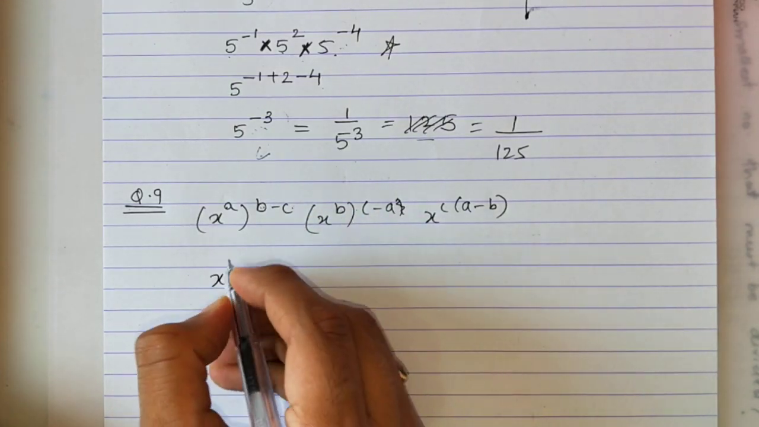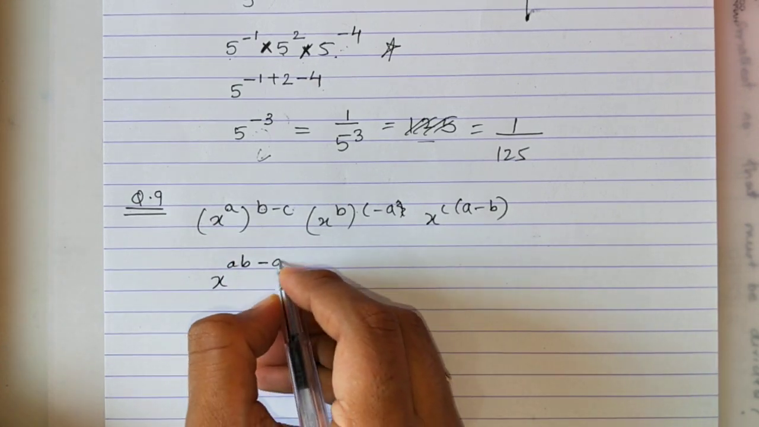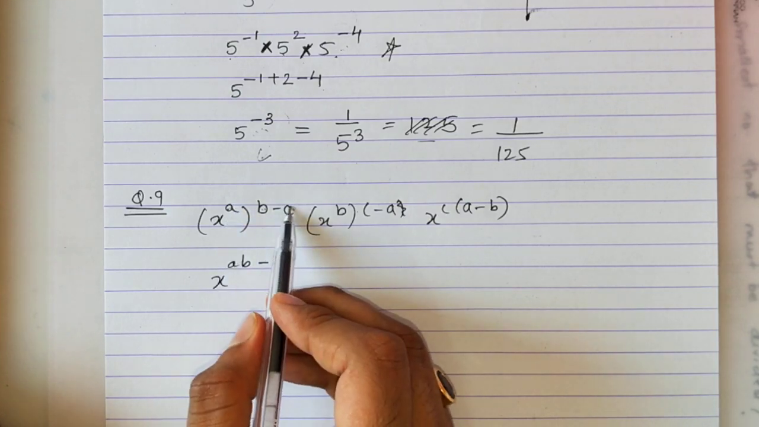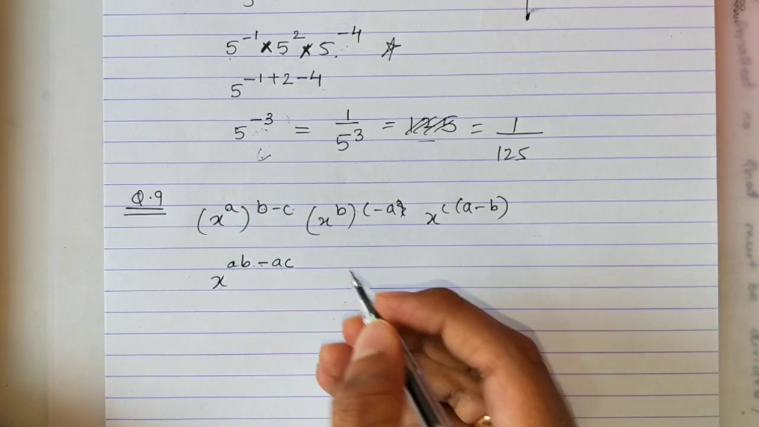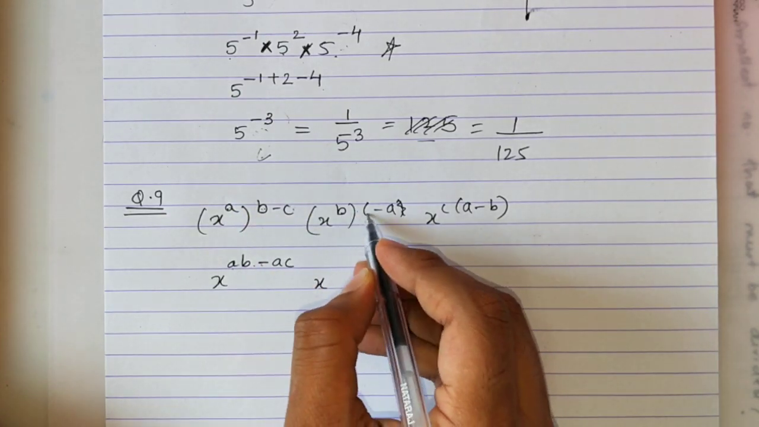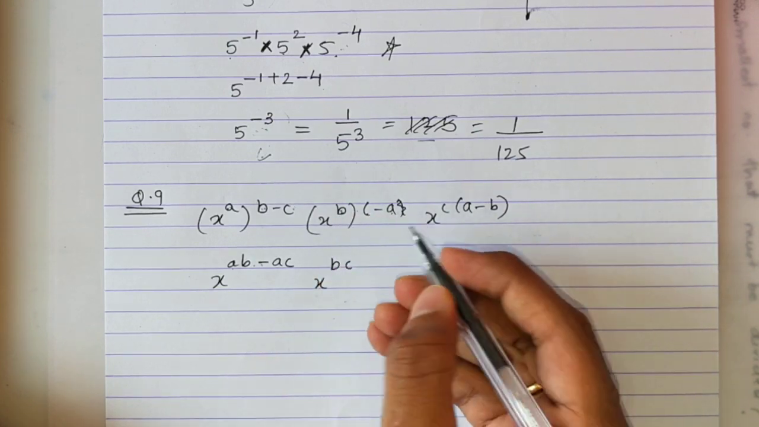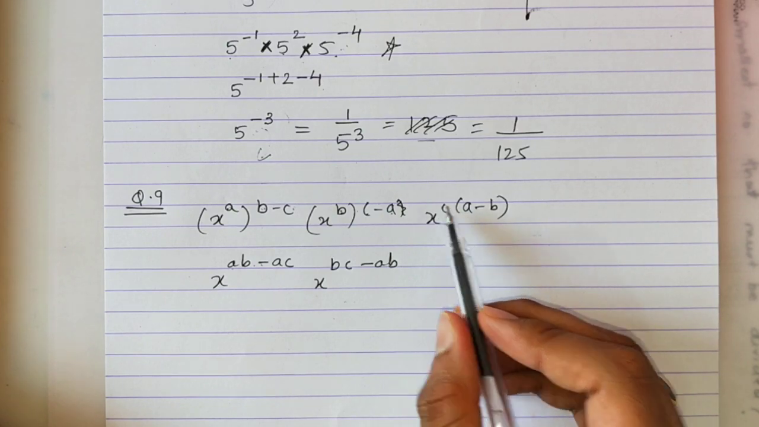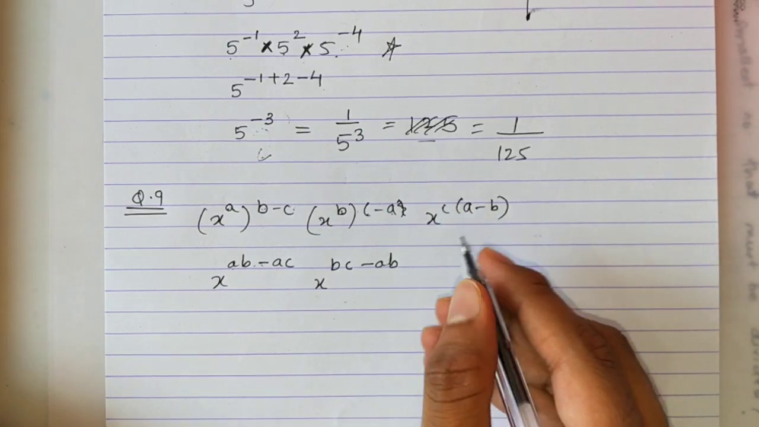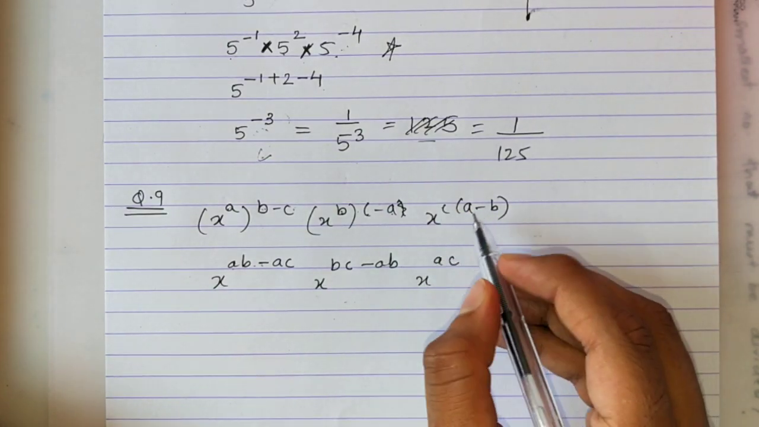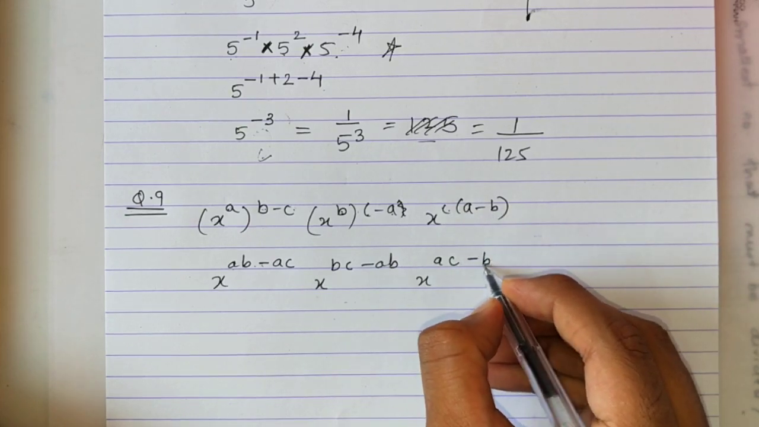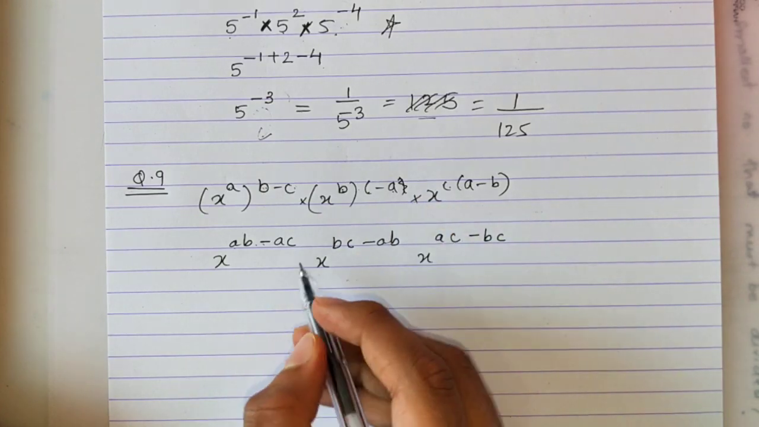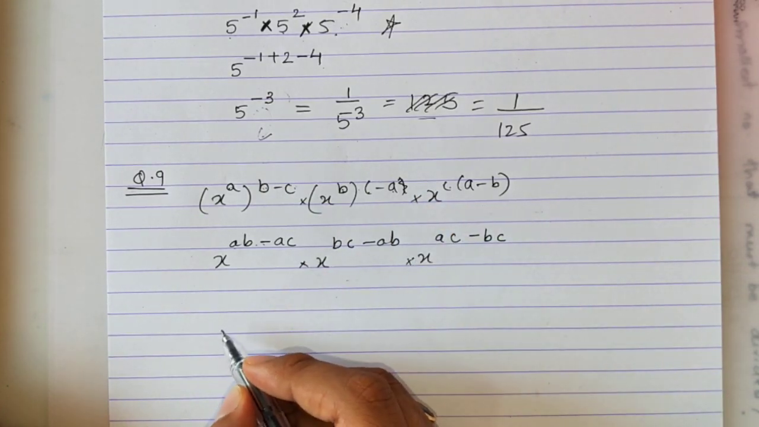So it will become x raised to ab minus ac, c, a into b, a into c, ab minus ac, b into c, bc, and b into minus a, minus ab. And here also I'll open the brackets. C into a, ac, and c into b is minus bc. Okay, and there is no sign here, means there is multiplication sign. So all these are in multiplication.